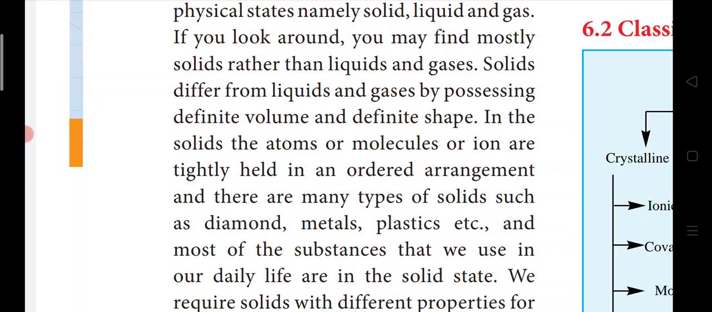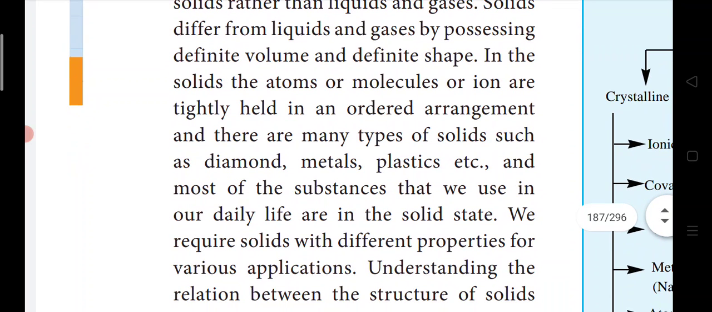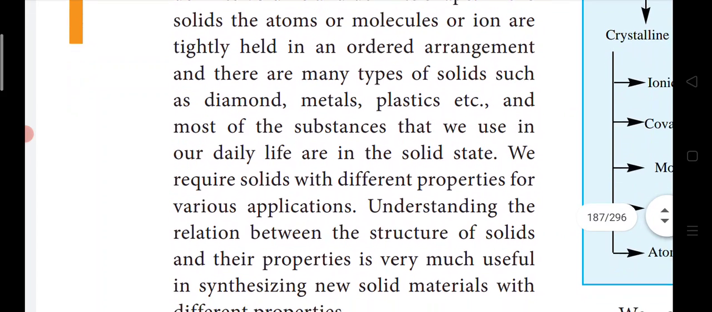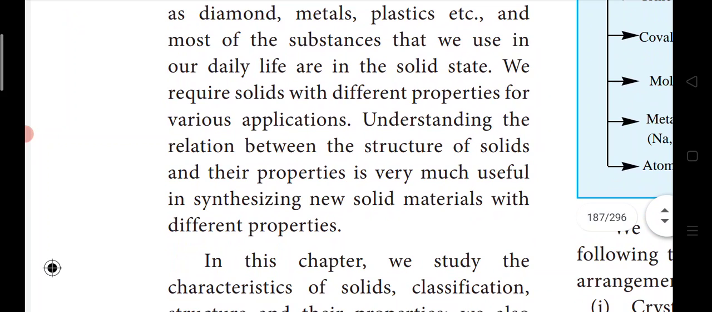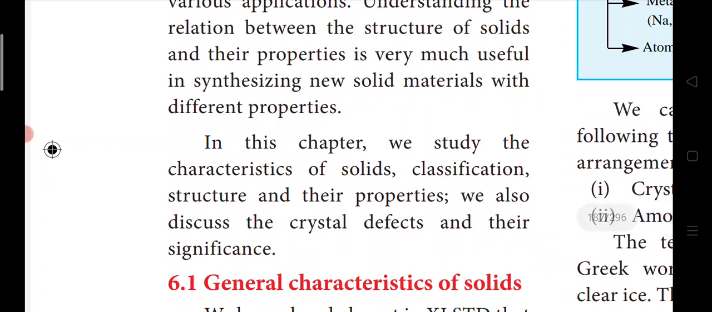In solids, the atoms, molecules or ions are tightly held in an ordered arrangement, and there are many types of solids like diamond, metals, plastics. Most of the substances that we use in our daily life are in the solid state only. We require solids with different properties for various applications, and understanding the relation between the structure of solids and their properties is very useful. To synthesize or prepare a new solid, we need to know the different properties of those solid materials. That is what we are going to see in this chapter.